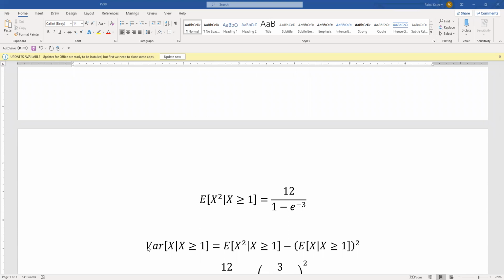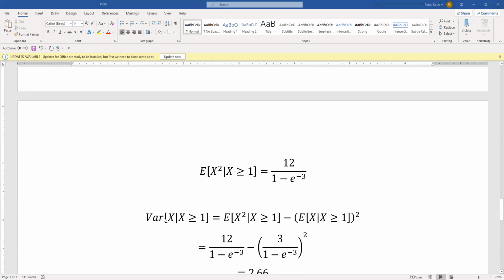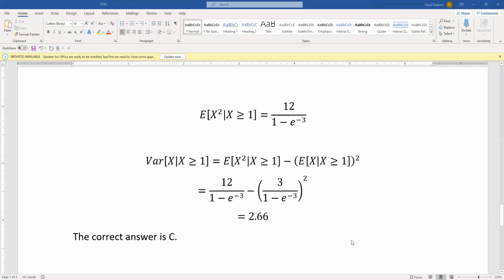And now we're in a position to find the variance of X given X ≥ 1. That's E[X squared | X ≥ 1] minus (E[X | X ≥ 1]) squared. Substitute the values, and that comes out to be 2.66, which is choice C.